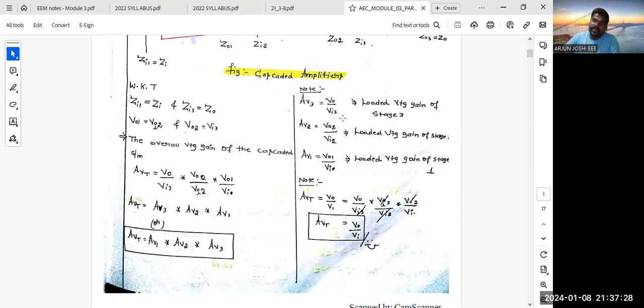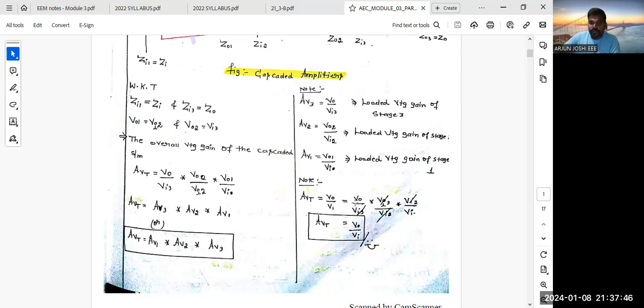Overall, it is nothing but gain, output divided by input. For three stages, it is the loaded voltage gain of the third stage, the loaded voltage gain of the second stage, and the loaded voltage gain of stage 1. You can reduce this equation like this: AVT is equal to output voltage divided by input voltage.